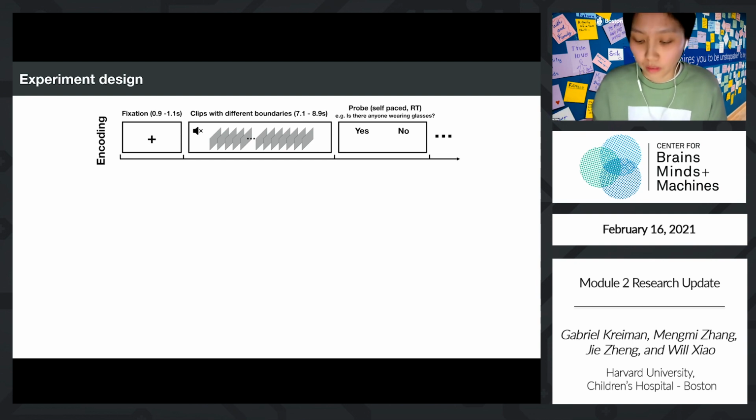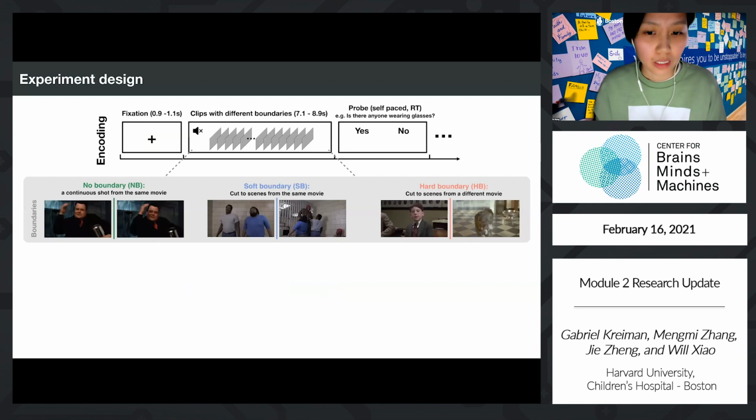And the key point here is that for those clips, we introduced different types of boundaries. As shown here, we have the no boundary, which is just a clip that is a continuous shot from a movie without any visual cuts or visual edits. And for the saw boundaries, we're referring to scene cuts, where the editors change the camera angles, but the clips are still from the same movie.